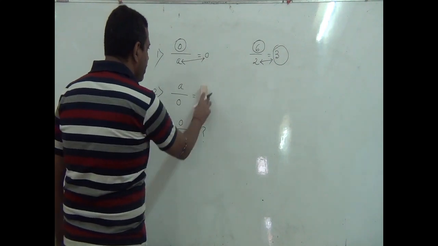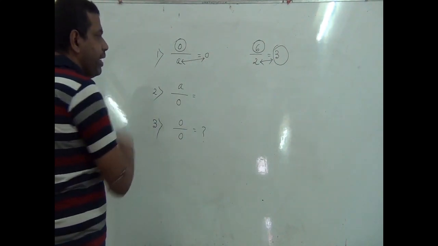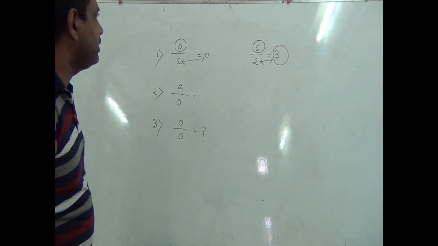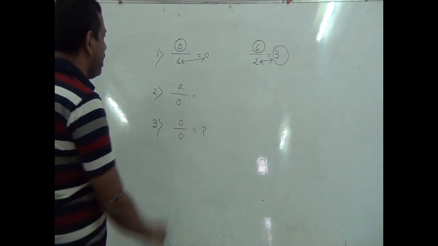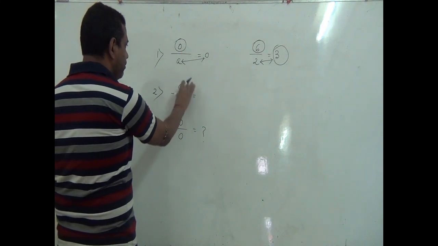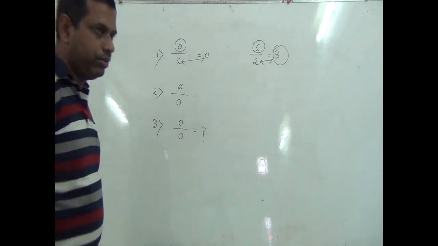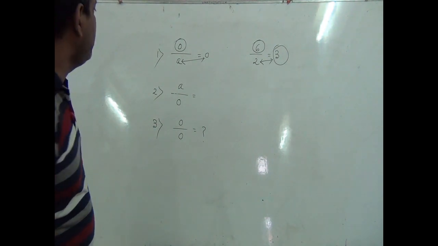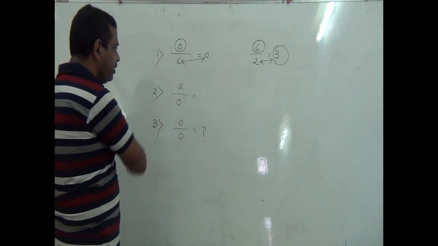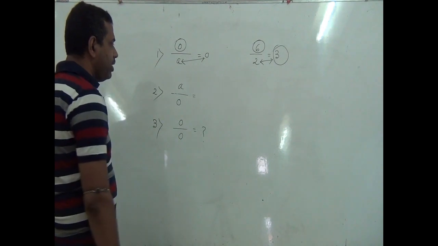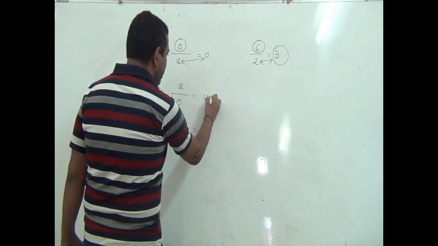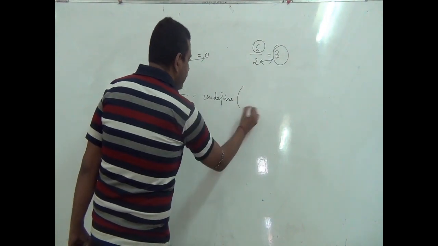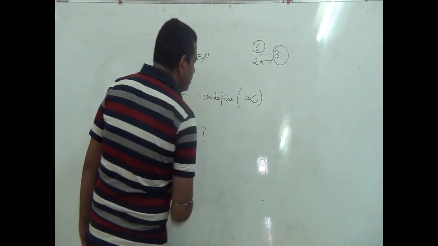Now what about any number divided by 0? Can we define any symbol for which, multiplied by 0, the answer is any number? No. We cannot define any symbol which multiplied by 0 gives any number. So this is undefined. Undefined. Symbolically we write infinity.